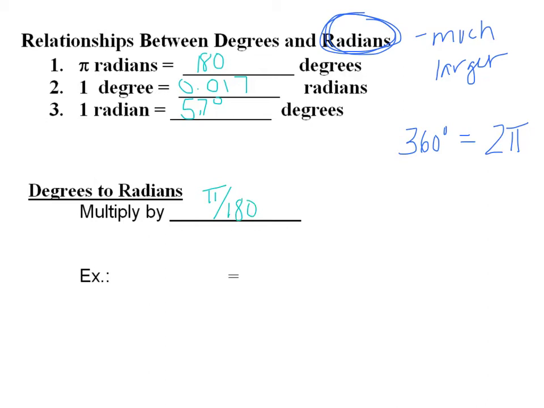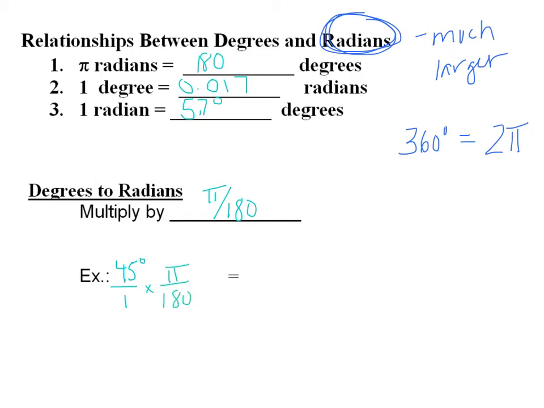Alright, so let's take a look at an example. Let's say I had 45 degrees. To be helpful, I'm just going to go ahead and write that over 1, and I'm going to multiply by pi over 180.